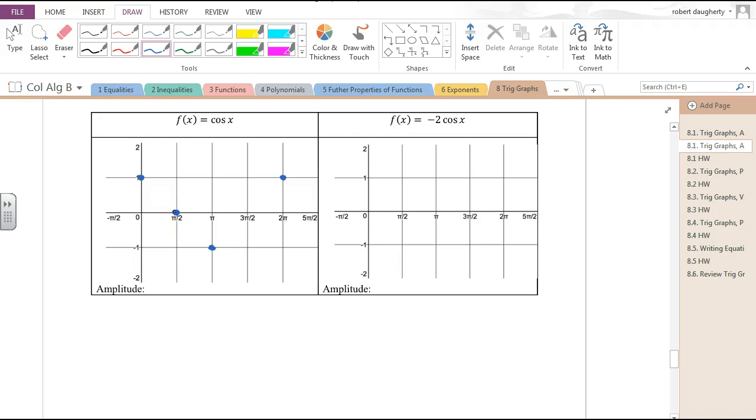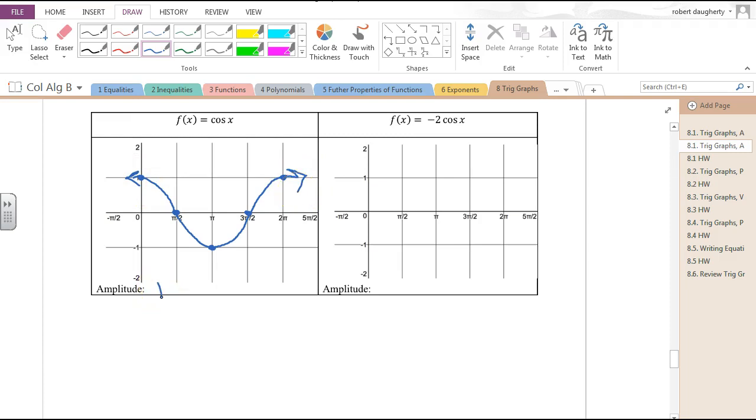What is it halfway between the next 2 points? 0. Okay, that's my cosine graph. So it starts at 1, it ends at 1. Halfway in between, it's at negative 1. Halfway between the first 2 points is a 0. Halfway between the second 2 points is a 0. The amplitude of that is 1.